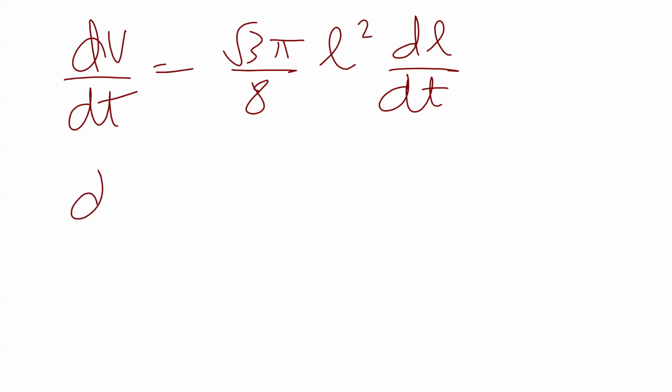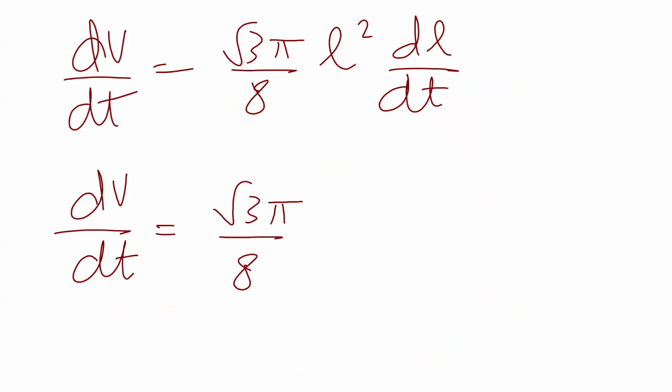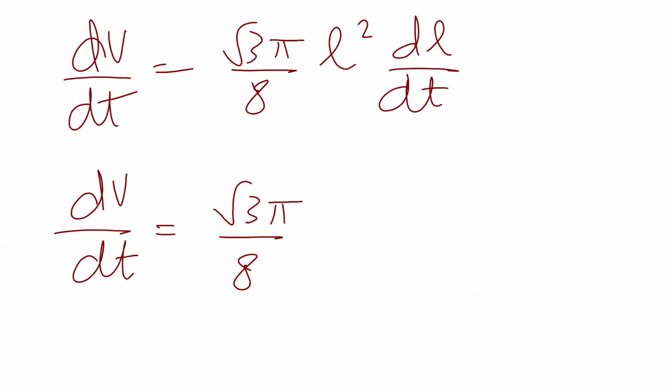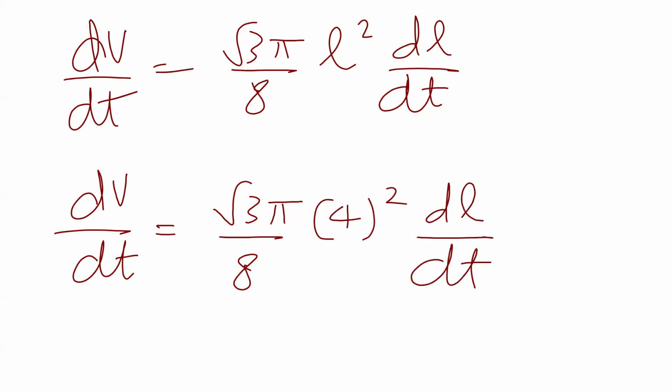Now we know the value of L, and we know the value of dV by dt. The initial value of L is 4 centimeters, right? And dV by dt is 2. So this is 4 square dl by dt, and dV by dt is 2.